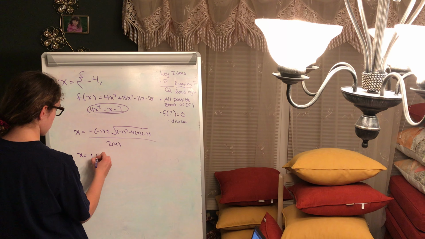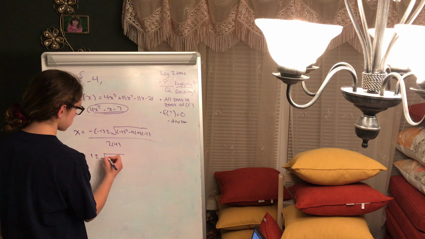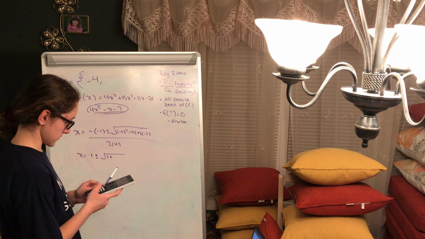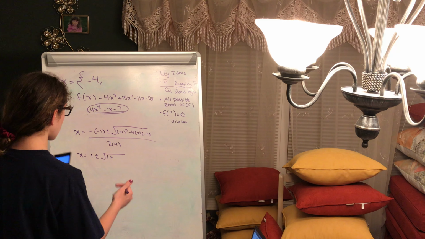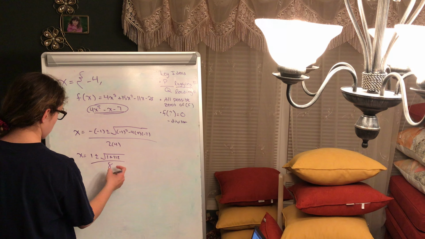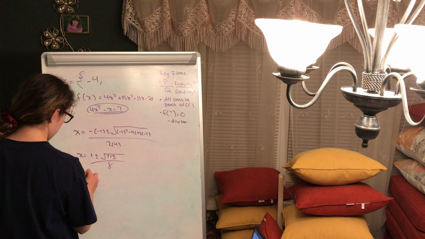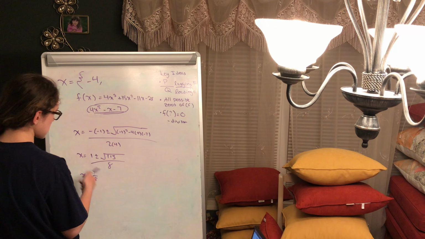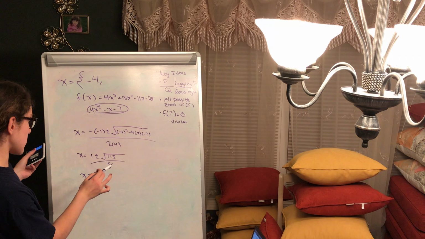So now we have positive 1 plus or minus the square root of 1 plus, so we have negative 28 times negative 4, 28 times 4, what's that? That's 112. So we have 1 plus 112 over 8, more like 1 plus 112, which is 113. So x equals 1 plus or minus the square root of 113, over 8.